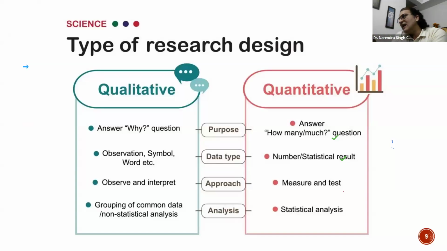Moreover, if I talk about my approach, largely it is observation and interpretation, whereas quantitative is largely about measuring certain things and putting a lot of statistical tests into it. And then analysis is grouping of the common data. I'm not going for any statistical analysis, but largely for a thematic analysis, identifying the common themes. While in the quantitative, we are going largely for the statistical analysis.